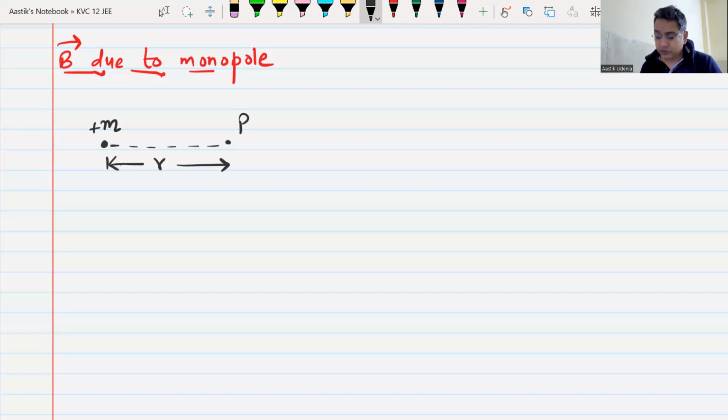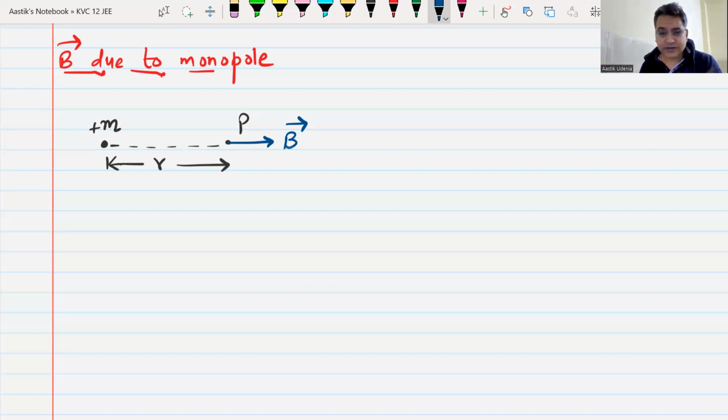Now, this north pole or this positive monopole which does not exist creates a magnetic field at this point. The direction of that magnetic field is like this, the vector B. It is along the line joining the monopole to the point and it is moving away.